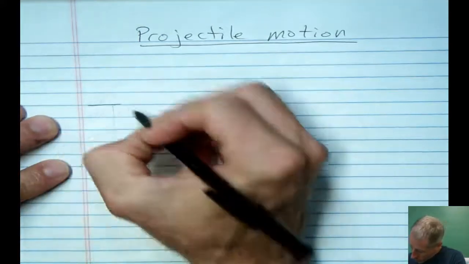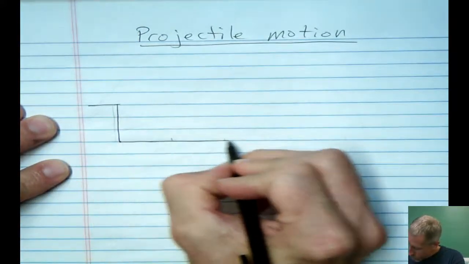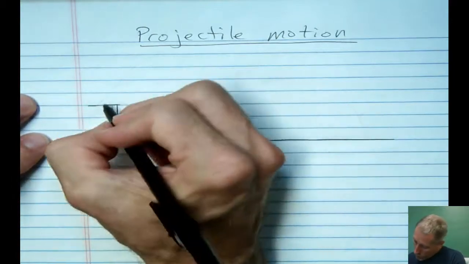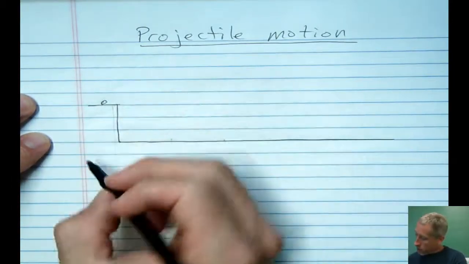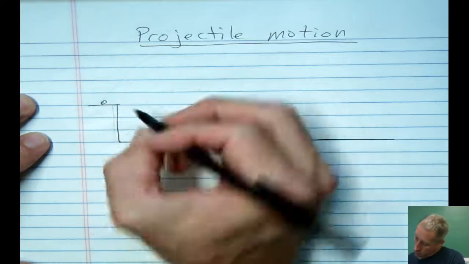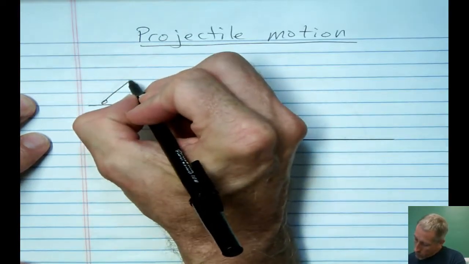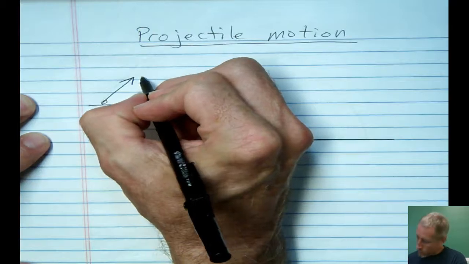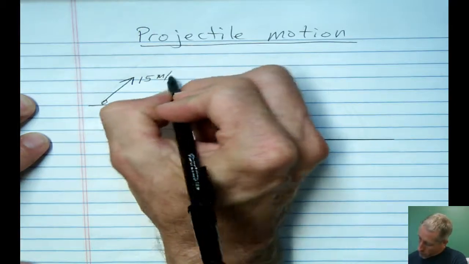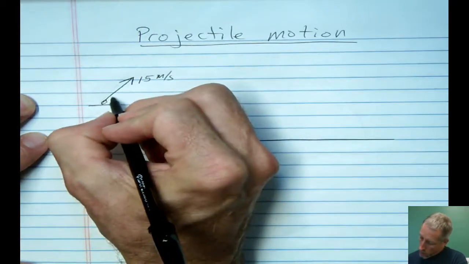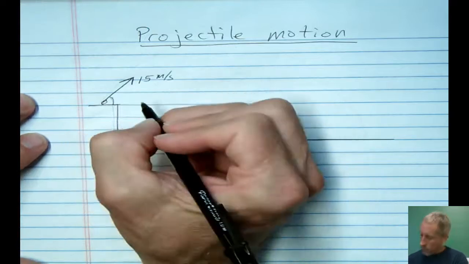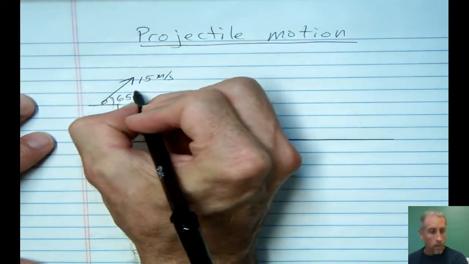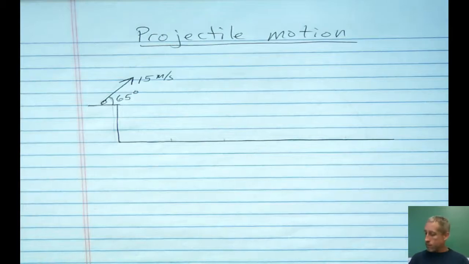So I'll draw a little cliff like this, and this is just a rough sketch. Maybe we'll have a ball here that gets thrown, and I'll give it some numbers here. Perhaps let's use 15 meters per second, and let's say it's launched at an angle of 65 degrees from the horizontal.